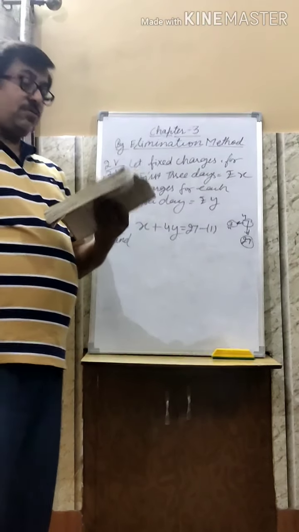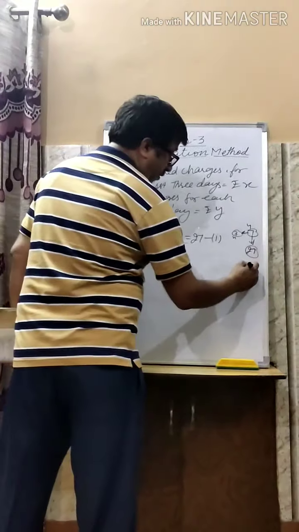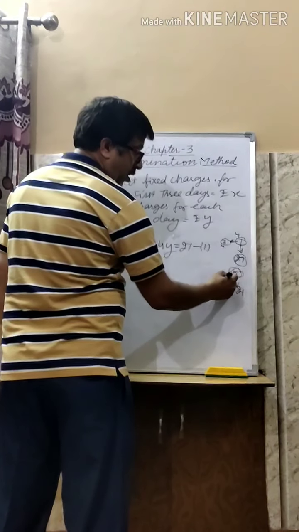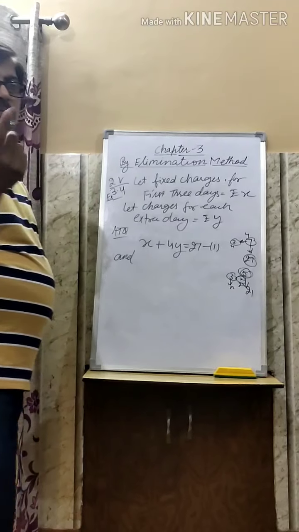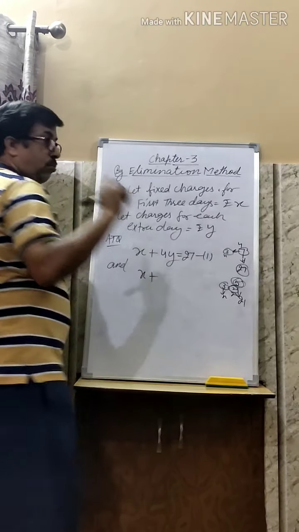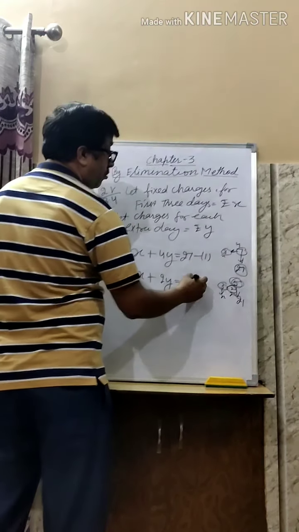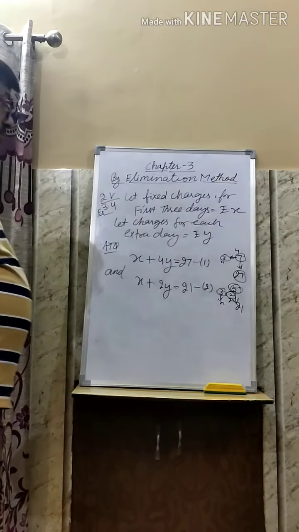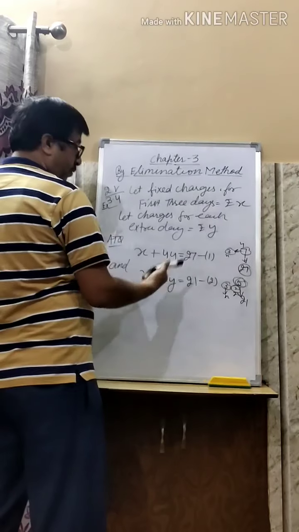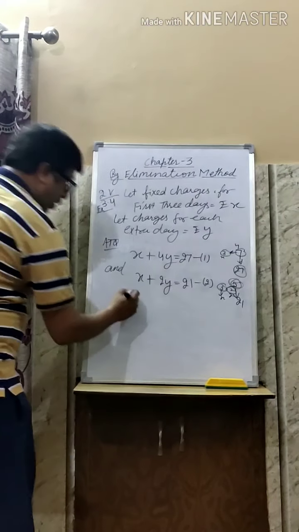And second equation also. While Sasi paid 21 for 5 days. So very simple. 5 days, 21 rupees. If for 3 days, X rupees, and how many days left? 2 days, Y rupees per day. So for first 3 days, X rupees fixed. Now 2 days left, per day Y rupees. Then total she will pay X plus 2Y is equal to 21 rupees. This is the second equation. Clear this. This is for 3 days, plus 2 days, 3 plus 2, 5 days, 21 rupees. And 7 days charges, 27.